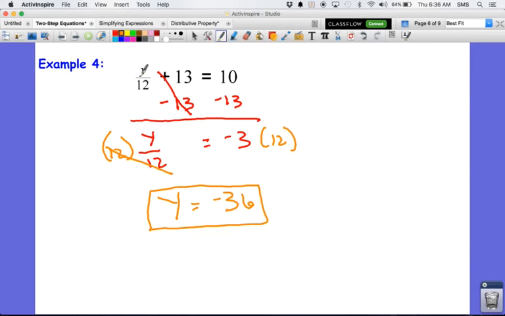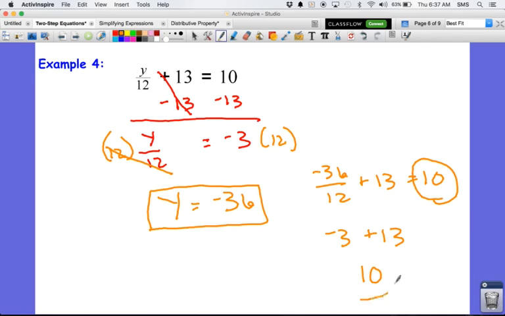I could go back and plug this in to check my answer. Negative 36 over 12 plus 13 is supposed to equal 10. Negative 36 divided by 12 is negative 3 plus 13. And if I do subtract these, I'll get 10. And that's my answer for both of them.